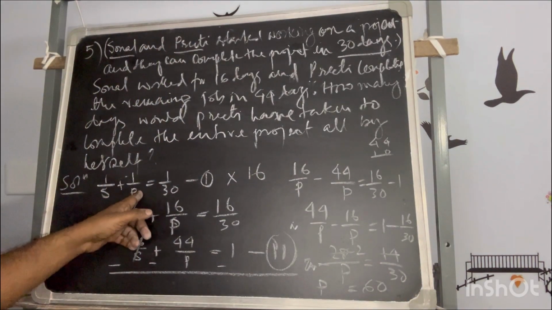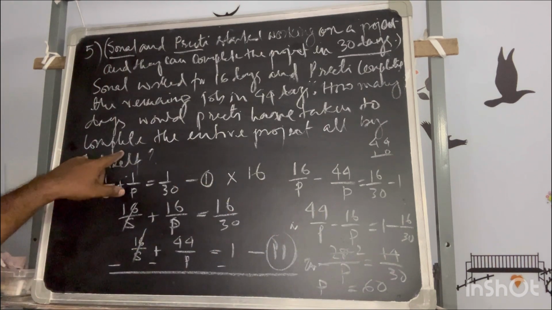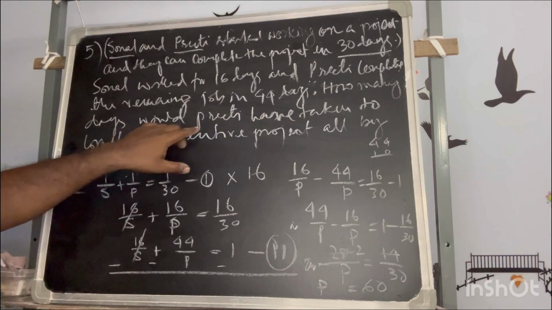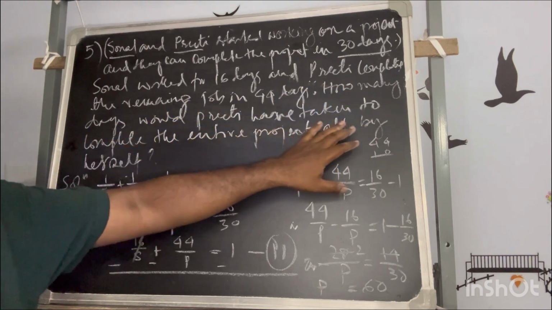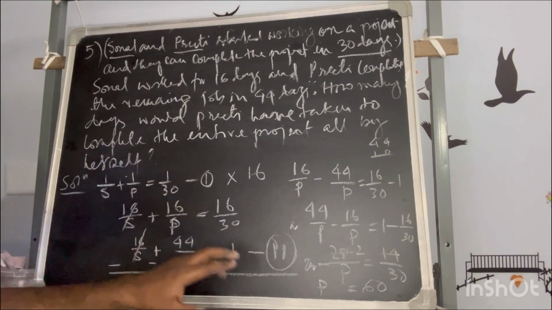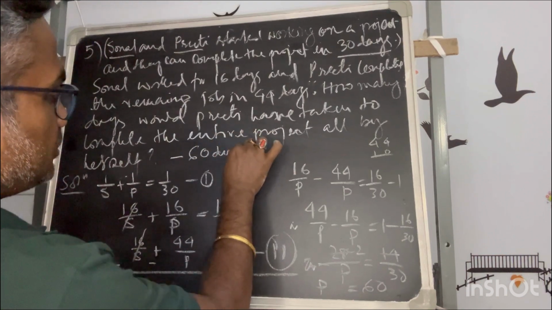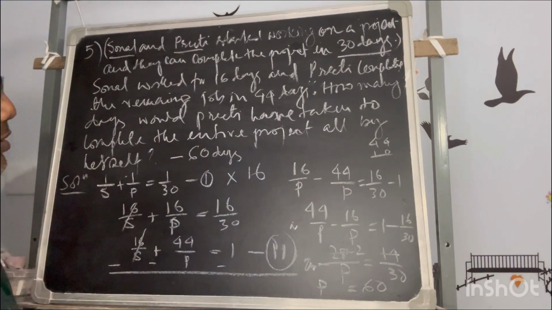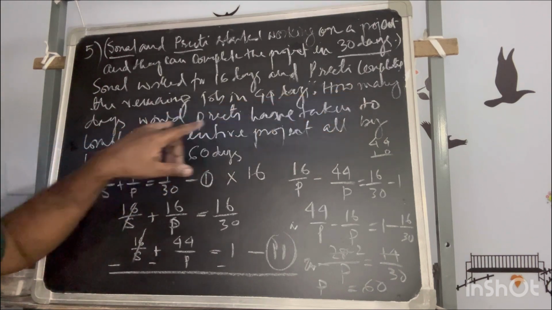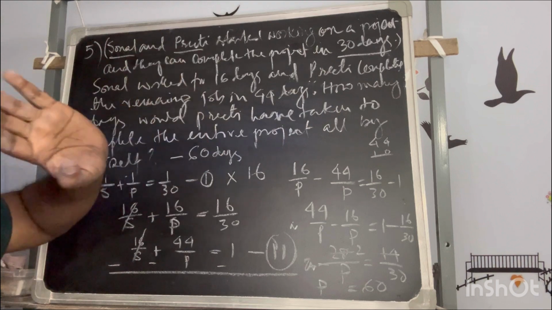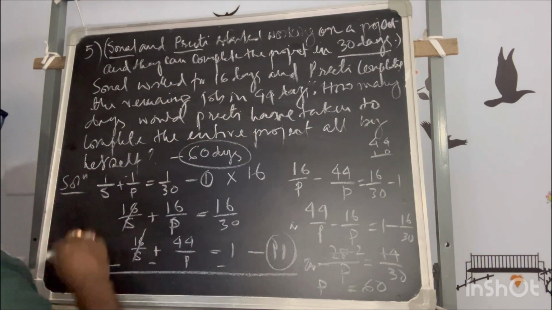So p is what? We have taken the time taken by Preeti individually when she is doing the complete job. So what is the ask of that? How many days would Preeti have taken to complete the entire project by herself? So this is your answer. She will take 60 days individually to complete the job. Understood? Because it is said like that: how many days would Preeti have taken to complete the job? So this is the answer. Okay.